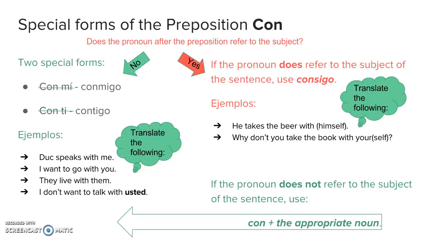Okay. We have special forms of the preposition con, and we're going to talk about this question. Does the pronoun after the preposition refer to the subject?